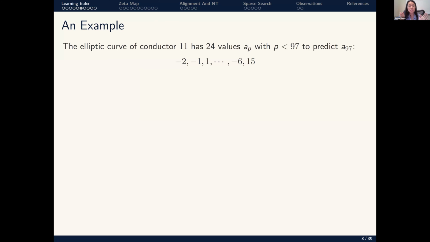Maybe that was a lot, but let's go through an example. The elliptic curve of conductor 11 has 24 AP values for primes less than 97: -2, -1, 1, and so on and so forth.